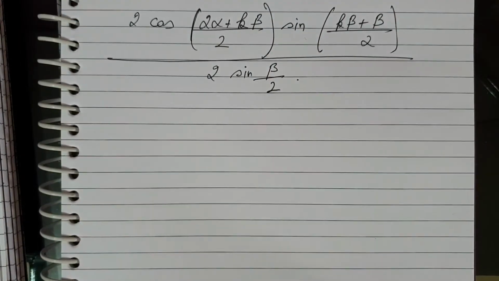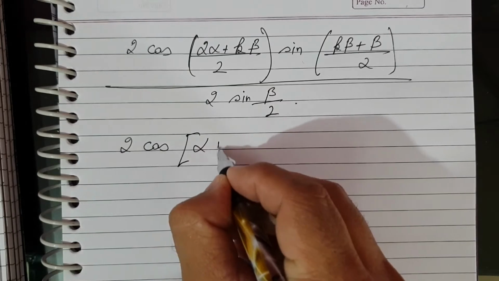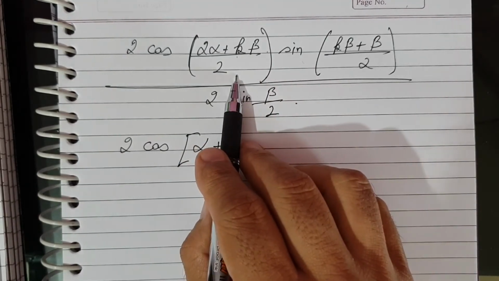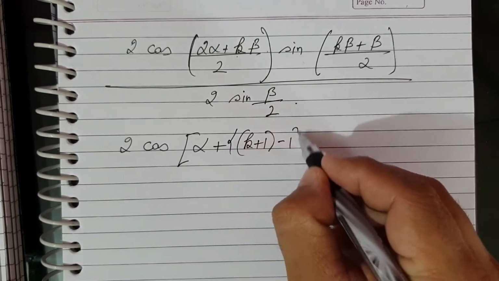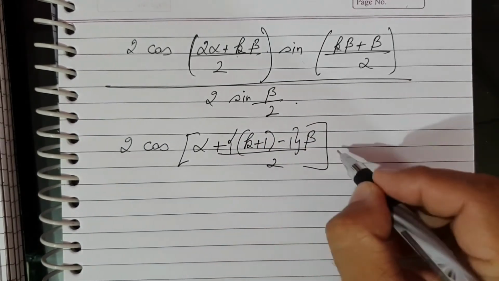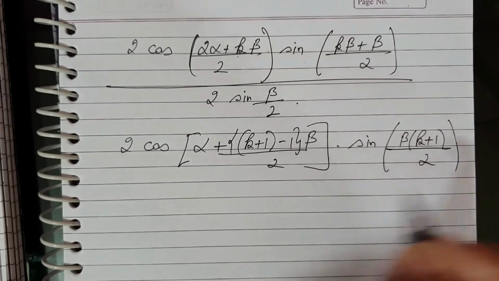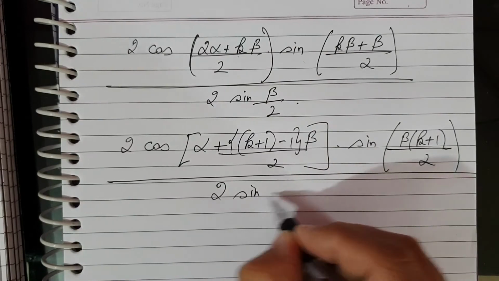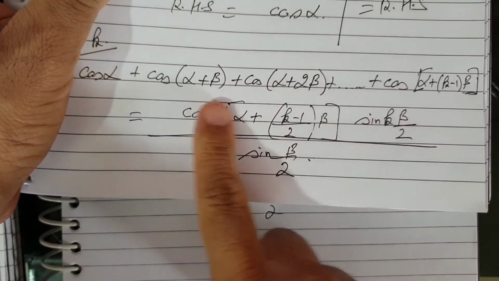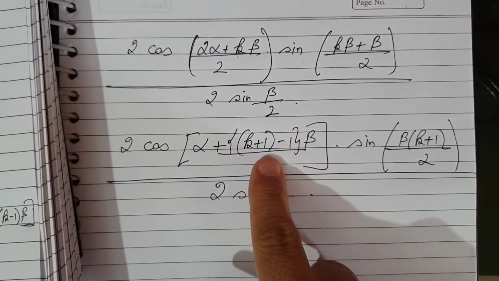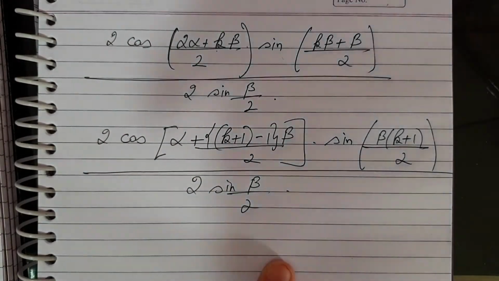Okay, so now we just have to rearrange it. Now if you divide this by this, this will be 2 cos C, this will be alpha plus k beta by 2. Actually we can write this as (k plus 1 minus 1) beta by 2, which is the same thing. Now this is sine, we can take beta common, this will be (k plus 1) by 2, upon 2 sine beta by 2. Now if you compare it with the equation of k, so in this k is to be replaced by k plus 1. So we have replaced k plus 1, and this was k beta, which is replaced by (k plus 1) beta by 2, 2 sine beta by 2. So therefore P(k plus 1) is true.